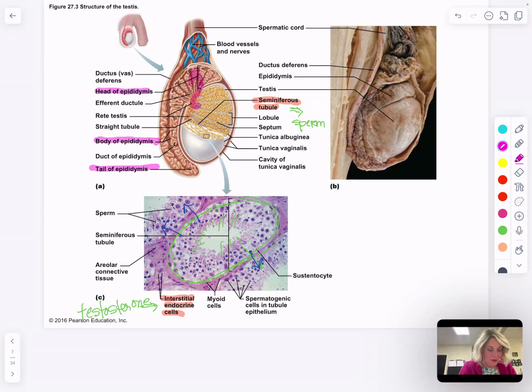It is there that they will continue their development. It takes about 25 days for them to develop into fully functioning sperm. They learn how to swim in the epididymis, and it's at the back of the testicle. So if you were looking at this picture, this is the anterior, and this is the posterior of that testicle.